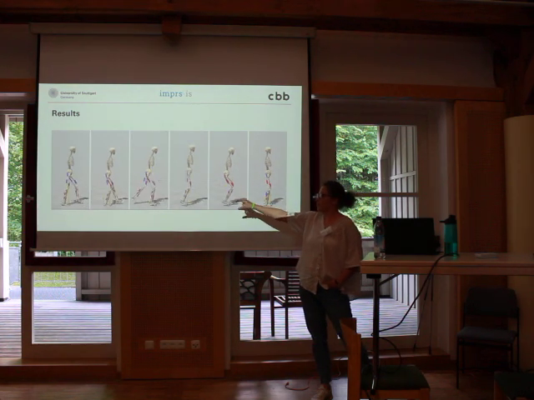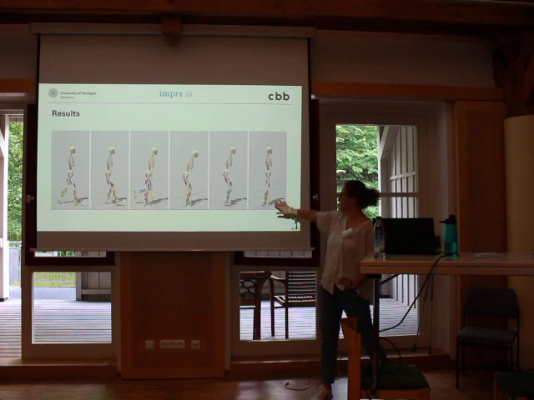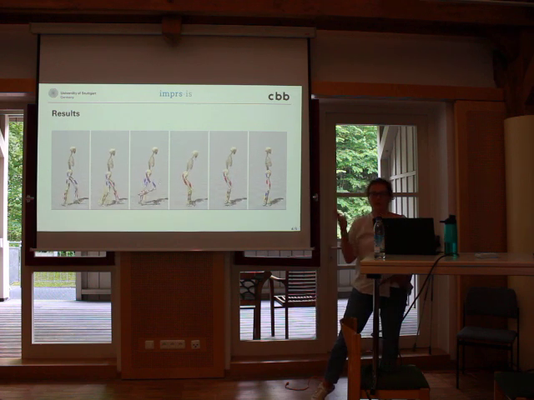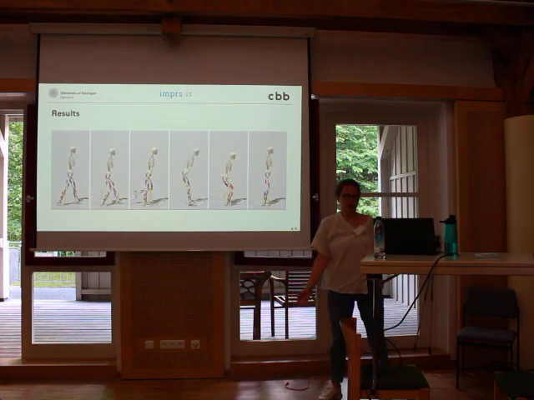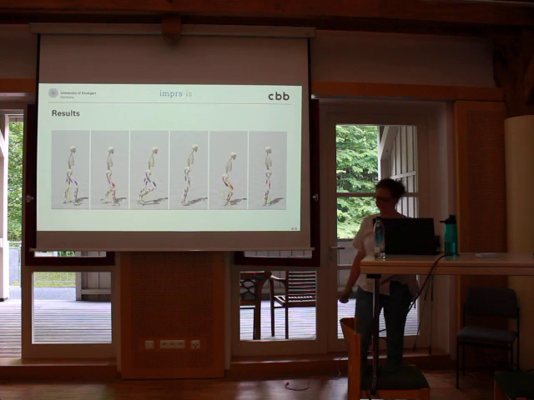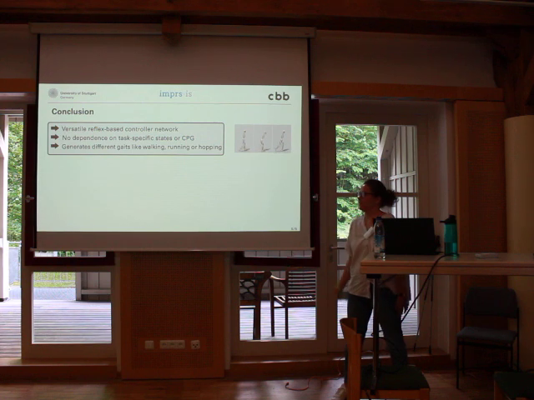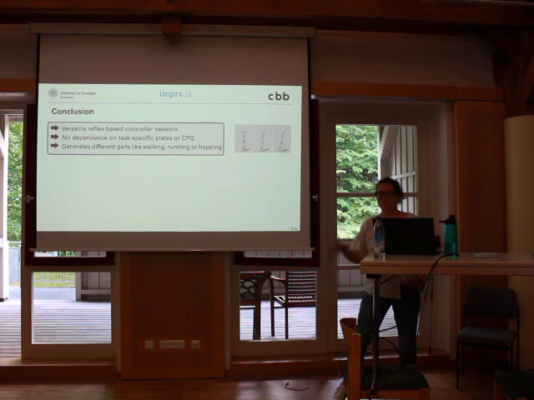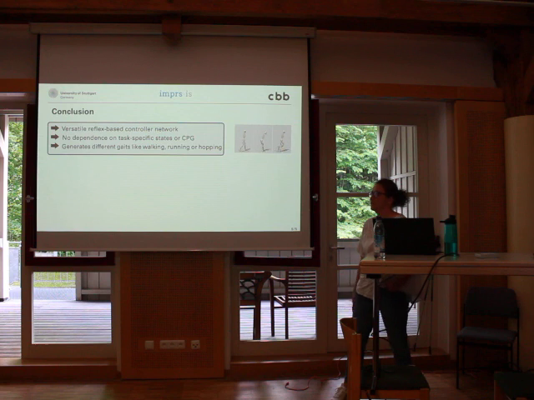Then we can also get a parameter set where we get the model to hop, also backwards. And here we added some additional vestibular feedback to give some more balance information. And then we also get quite a stable stance behavior. So yeah, to conclude, I think there's really great potential in this kind of simple reflex-based control network, which does not depend on any task-specific state or central pattern generator, but still is able to generate these different gaits by just changing this parameterization.